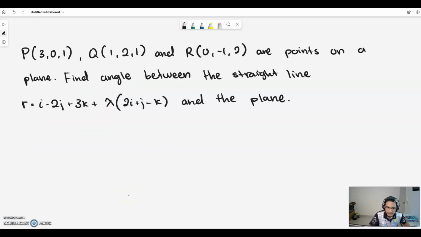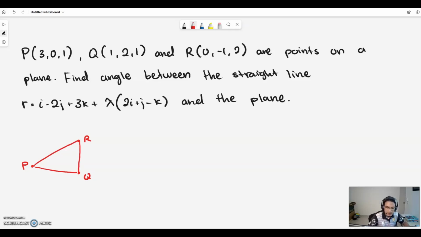Okay, let's look at an example question. We are given 3 points, P, Q, R, on a plane, and we have to find the angle between the plane and the straight line of this equation. So let's say this is point P, this is Q, and this is point R. These 3 points will create a plane.